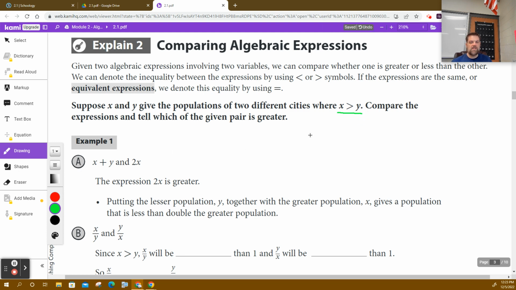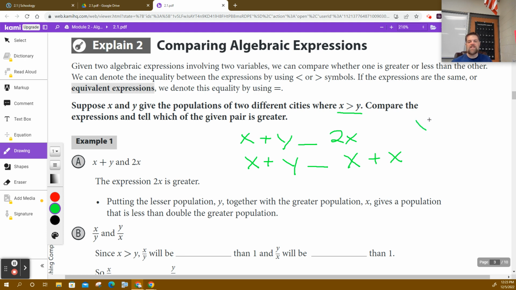Compare the expressions and then figure out y. So if x is greater than y, you could think of it like this. x plus y, that's one expression. And then the other one that we're comparing is 2x. And we're trying to determine which one's greater and which one's lower. So I've got x plus y on this side, but 2x, I don't know if you guys remember this, actually represents x plus x, doesn't it?